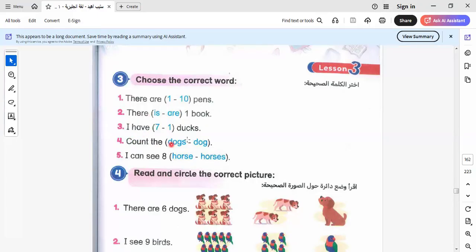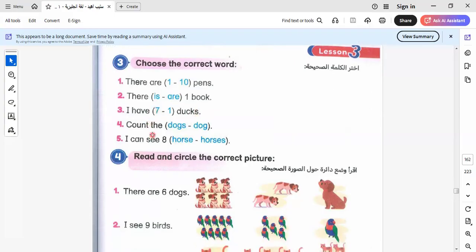You are clever people. I have space dogs. Dogs, here we have S, so I select 7. Count the space. Dog or dogs, count the dogs. I can see here 8. I can see 8 horses.